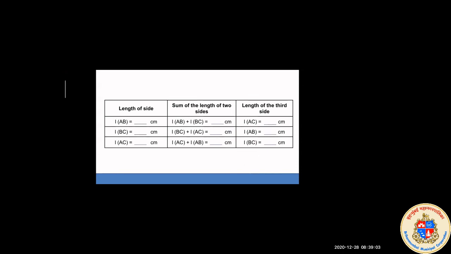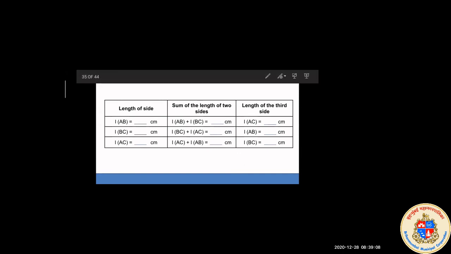When I observe this figure, my AB was 3, BC was 4 and AC was 5. These were the measurements that I got. If I add AB and BC, the first and second sides, that is 3 plus 4, I am getting a result of 7. And AC is of course 5.